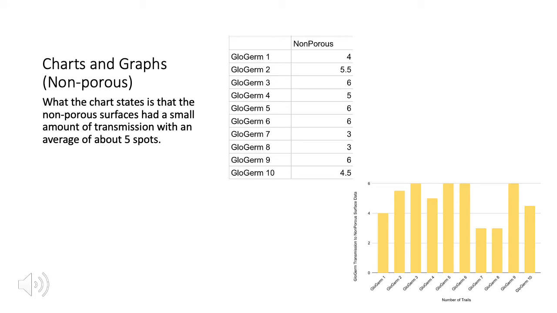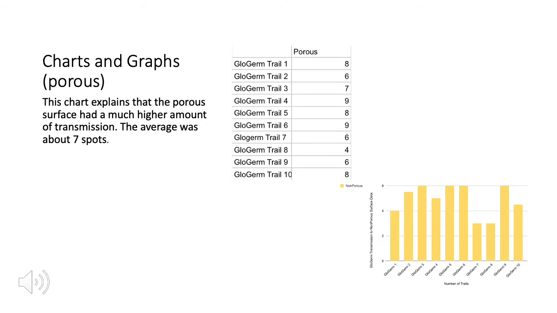These are the chart and graph for the non-porous surface, which was aluminum foil. What the chart states is that the non-porous surface had a small amount of transmission with an average of about 5 spots. This is the chart and graph for the porous surface, which was a cotton t-shirt. This chart explains that the porous surface had a much higher amount of transmission. The average was about 7 spots.